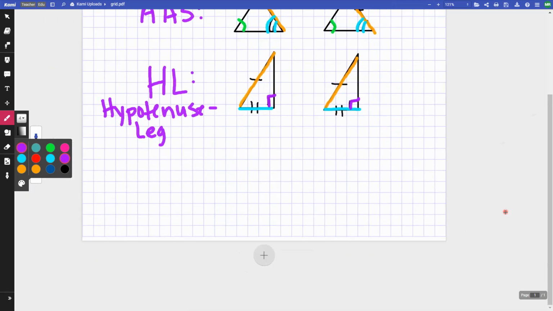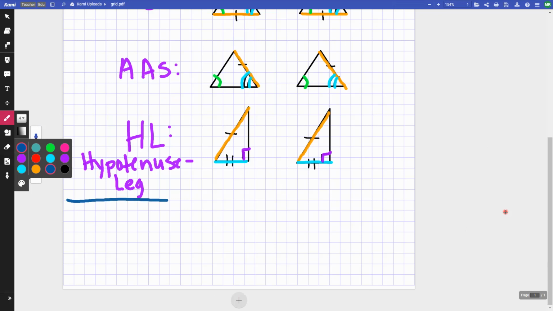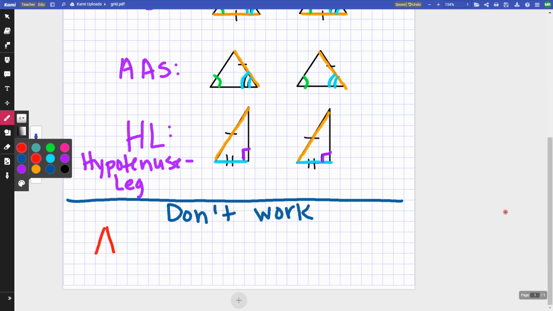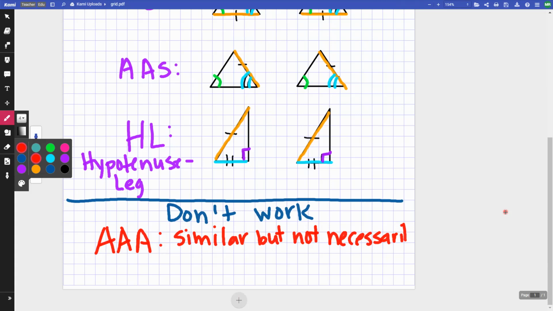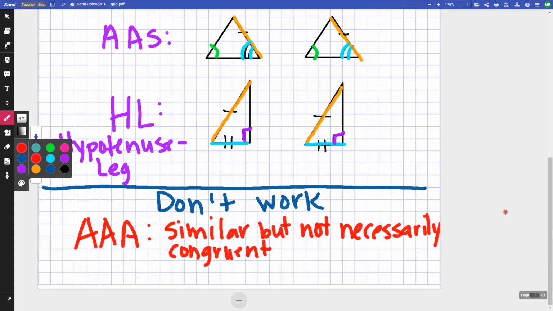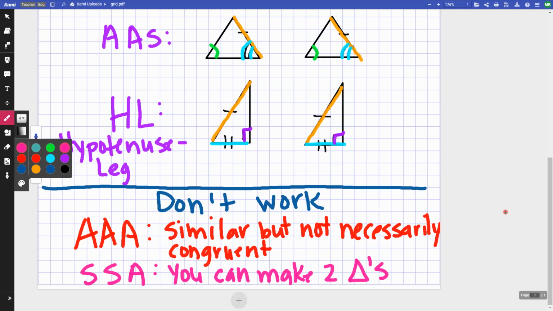Now, I'm going to write two that do not work down here. Okay, so the following do not work. And the two that don't work are the following: angle, angle, angle, because that will be similar, but not necessarily congruent. And the other one that doesn't work is side, side, angle. You can make two triangles, so that doesn't work.